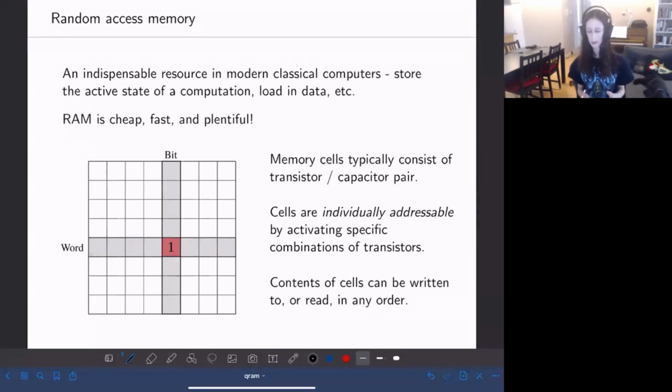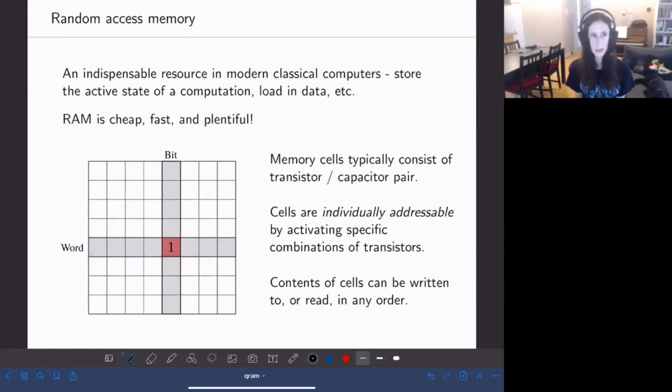Classical RAM is used essentially to store the active state of a computation, or if you're working on some data processing, your data is being stored in the RAM as you're working on it. And classical RAM is great. It's cheap. You can get 16 gigabytes of RAM for something like $100 Canadian now. It's fast. Query times are on the order of a few nanoseconds. So it's a really amazing piece of technology.